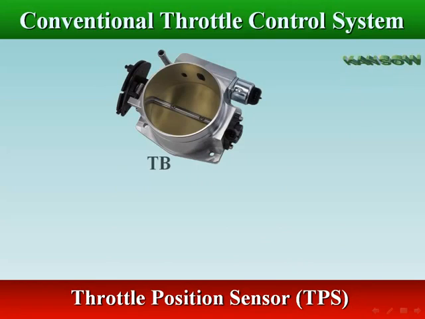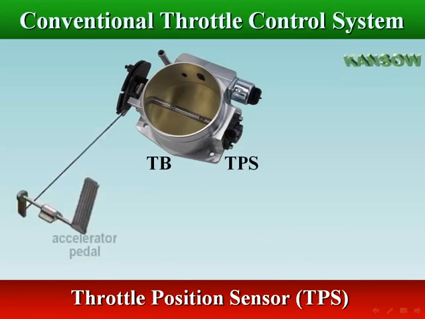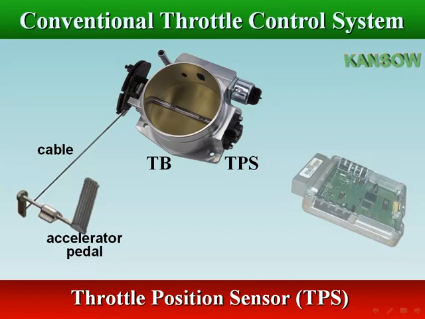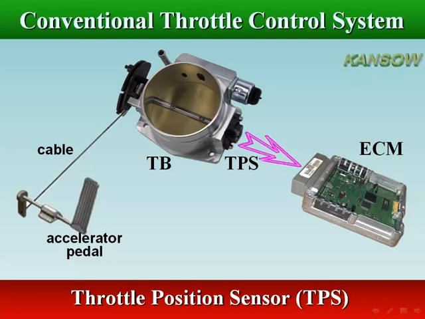The ECM uses the TPS sensor signal as an input to its control system. It precisely controls the best ignition timing and fuel injection timing according to the position of the throttle and the rate of change of that position.